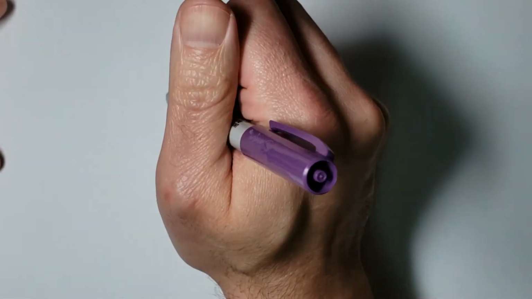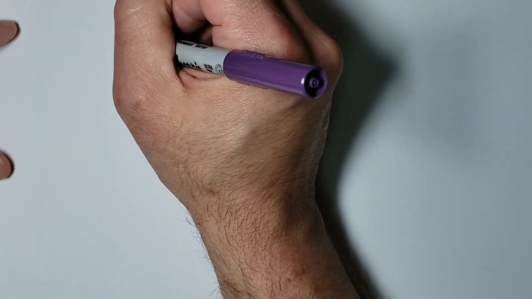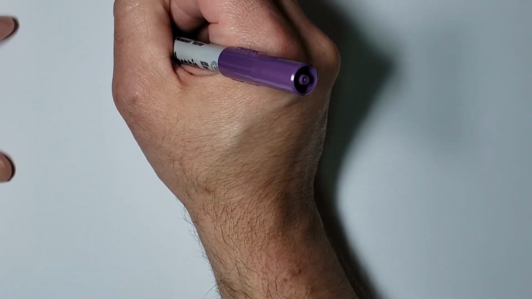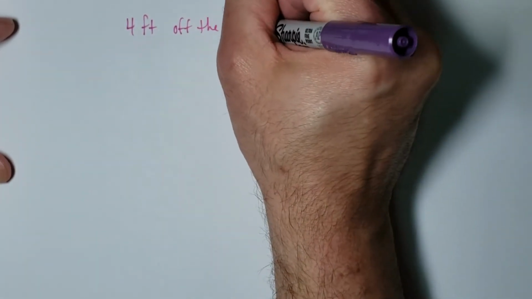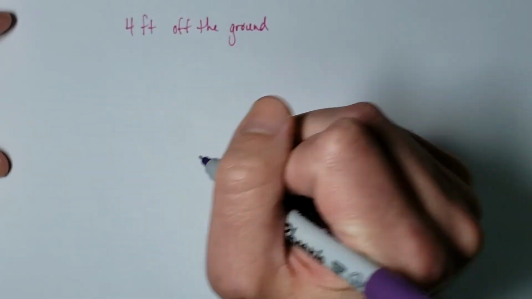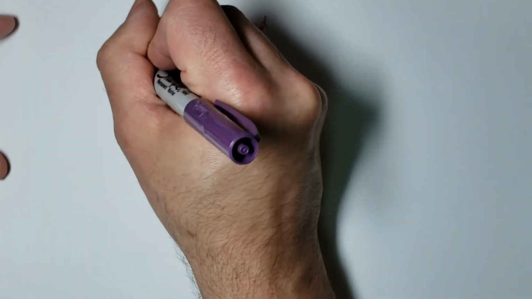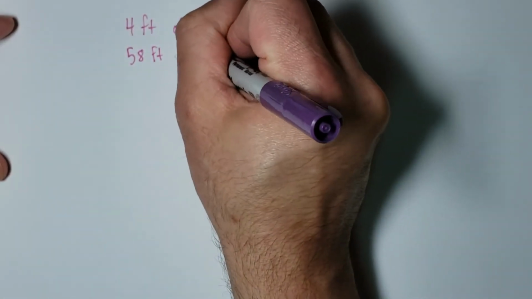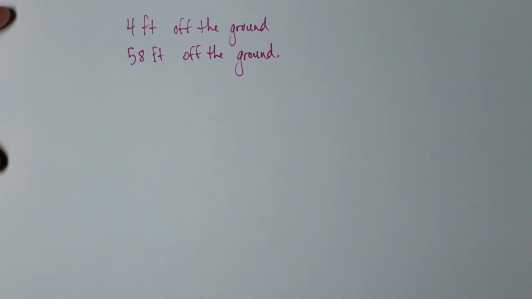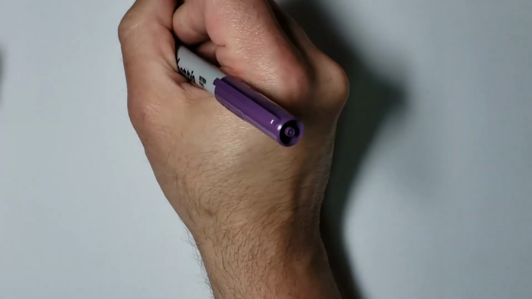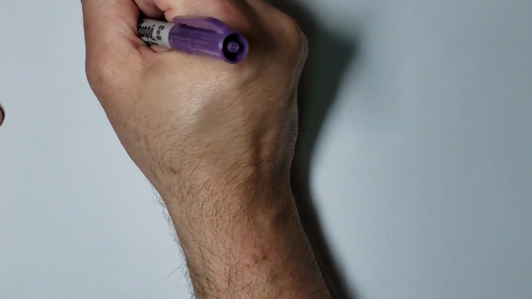First of all, it said that the bottom of the Ferris wheel, when you're on the bottom, you were about 4 feet off the ground. And then when you got to the top, you were approximately 58 feet off the ground. And so your minimum was 4, your maximum was 58.